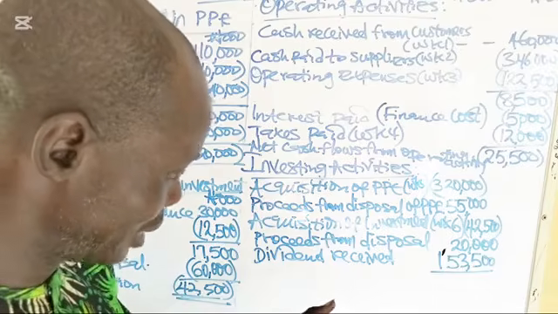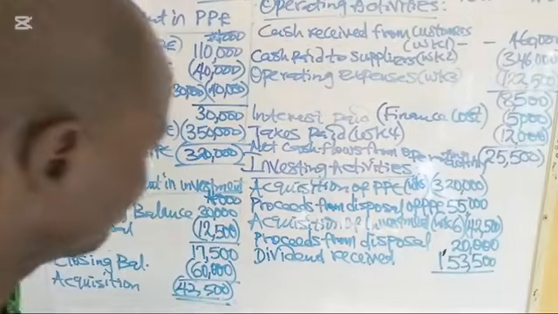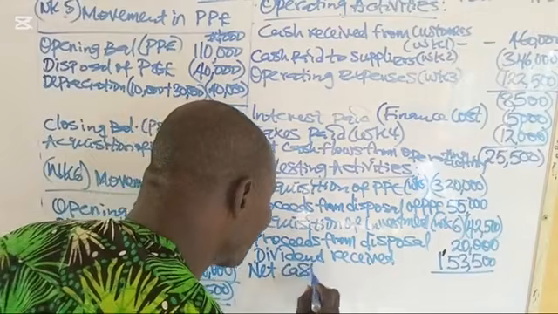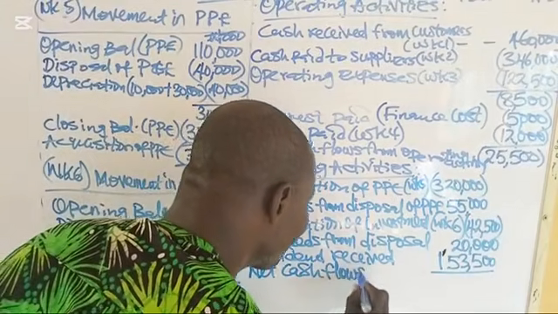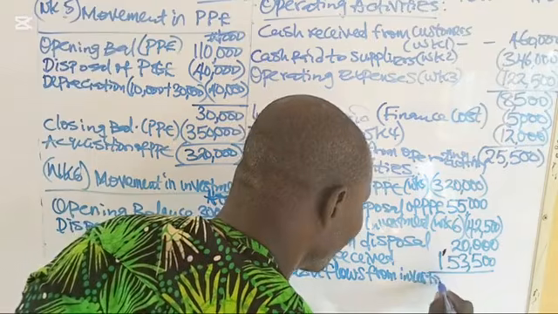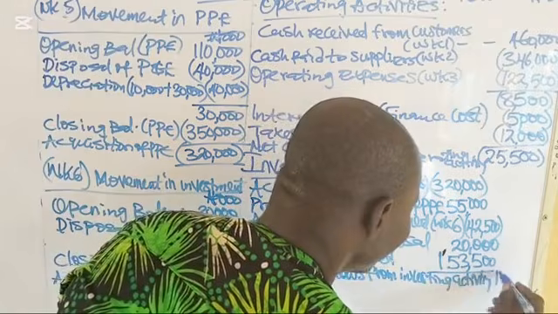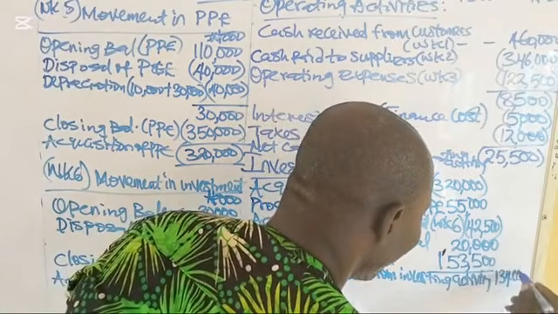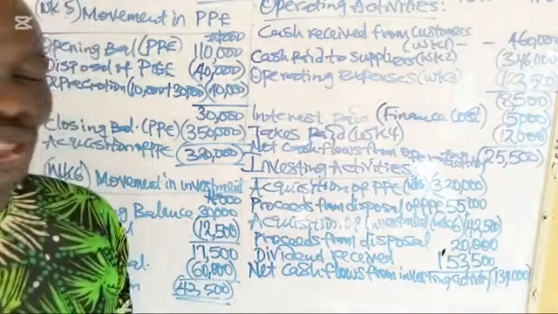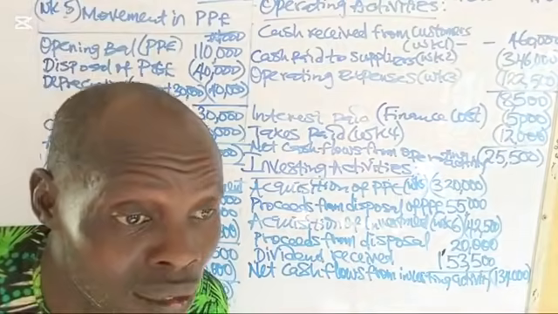What do you have as the total? I got minus 134,000. Okay, net cash flows from investing activity, 134,000 outflows. Good.